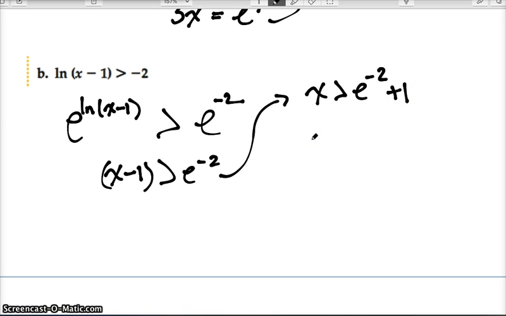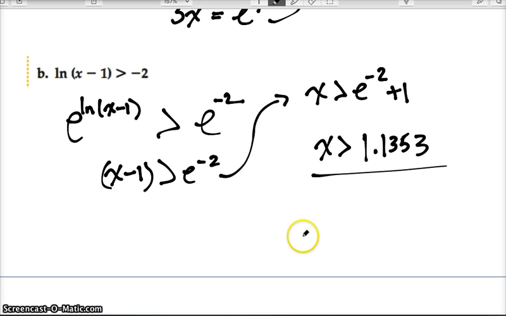And so now we need to see what x is greater than. Again, with a little bit of a push of my calculator, I'm going to plug in e to the negative 2 plus 1, and I'm going to get something like 1.1353. And so we can obviously check this value by putting in a number greater than that and making sure it all works out. And I would also use my calculator for the check. And after that, my friends, we are done.